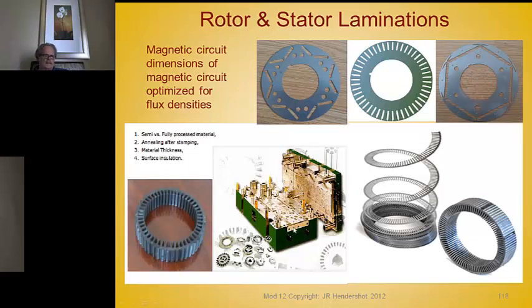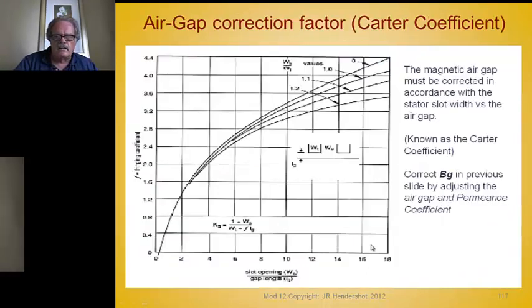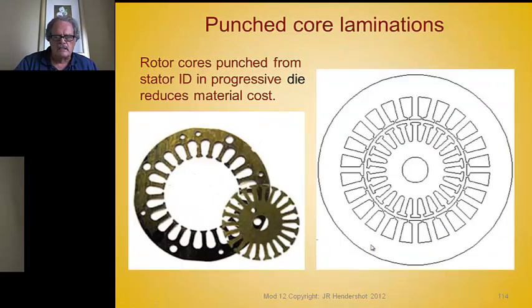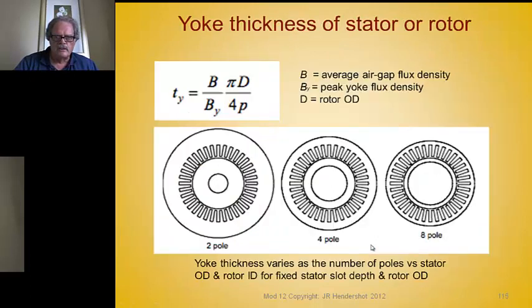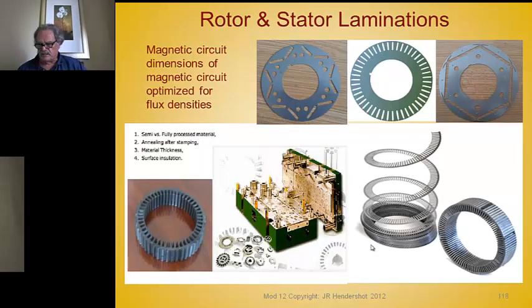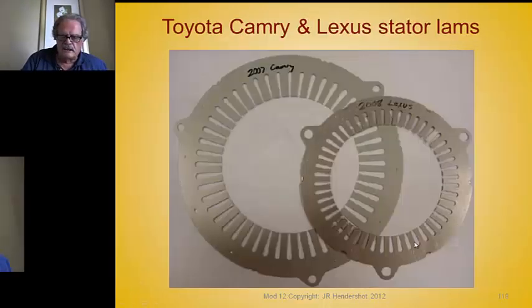This is a standard progressive die used to make these. This sort of rotor and stator punching set is made in this type of progressive die, with each station taking out some of the portions of the stamping.